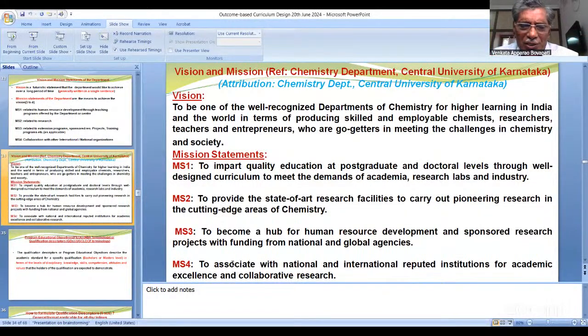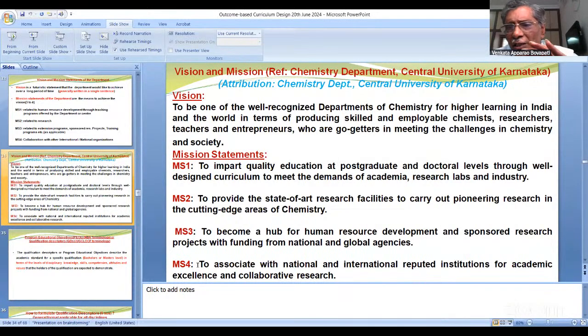Then 4 mission statements. Mission statement 1, to impart quality education at postgraduate and doctoral levels, because they do not have an undergraduate program, with a well-designed curriculum to meet the demands of academia, research labs, and industry. Mission statement 2, to provide state-of-the-art research facilities to carry out pioneering research in cutting-edge areas of chemistry. Mission statement 3, to become a hub for human resource development and sponsored projects with funding from national and global agencies. Mission statement 4, to associate with nationally and internationally reputed institutions towards excellence and collaborative research.